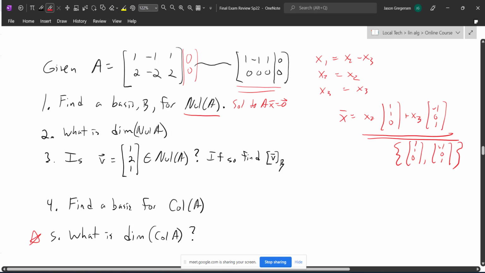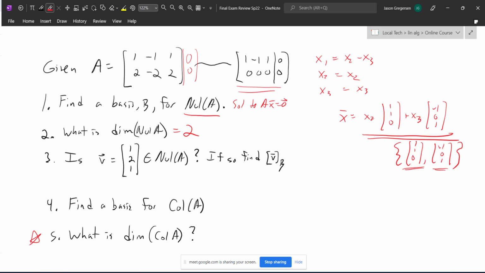Because there are two vectors in my basis, the dimension would be 2. So the null space here is a subspace of R3. All of the vectors in the null space would be vectors in R3, but the null space is two-dimensional, so it's a two-dimensional subspace of R3. That's what the null space is in this case. Any questions there?